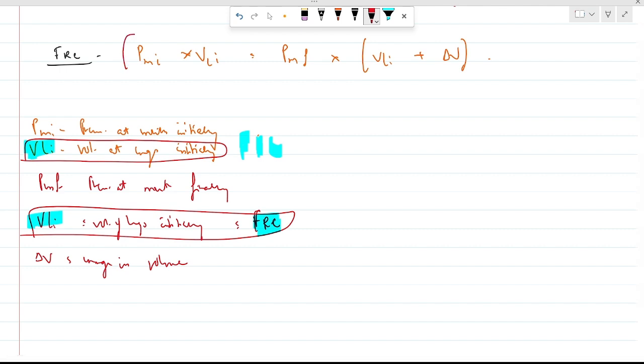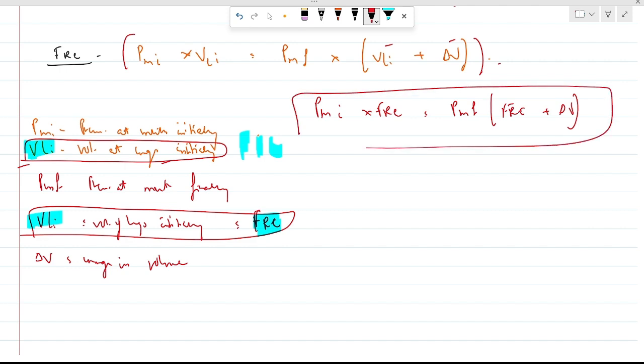So this is the equation: PMI into VLI is equal to PMF into the addition of VLI along with the change in volume. As we know, this VLI is the volume of lungs initially, which is our FRC. Modifying this equation will look like this. This is the modified equation.